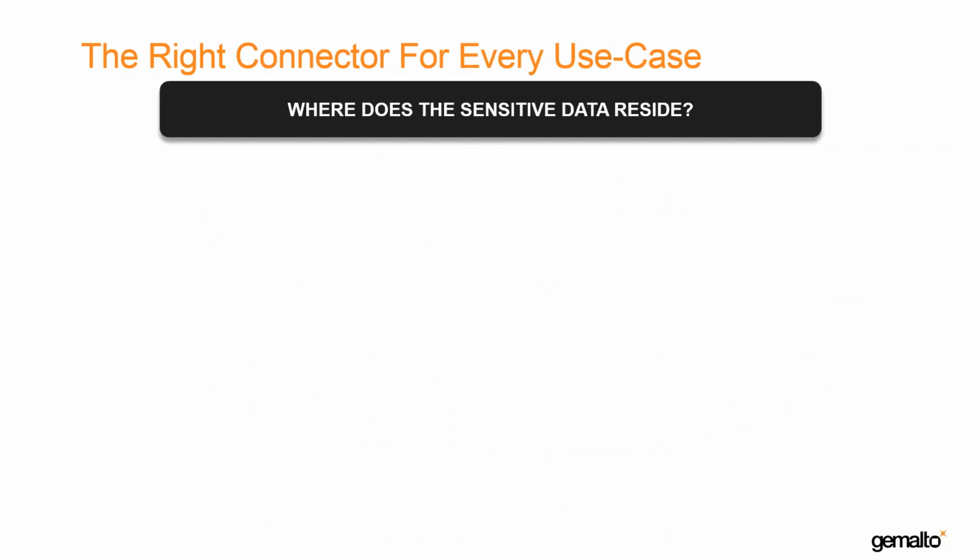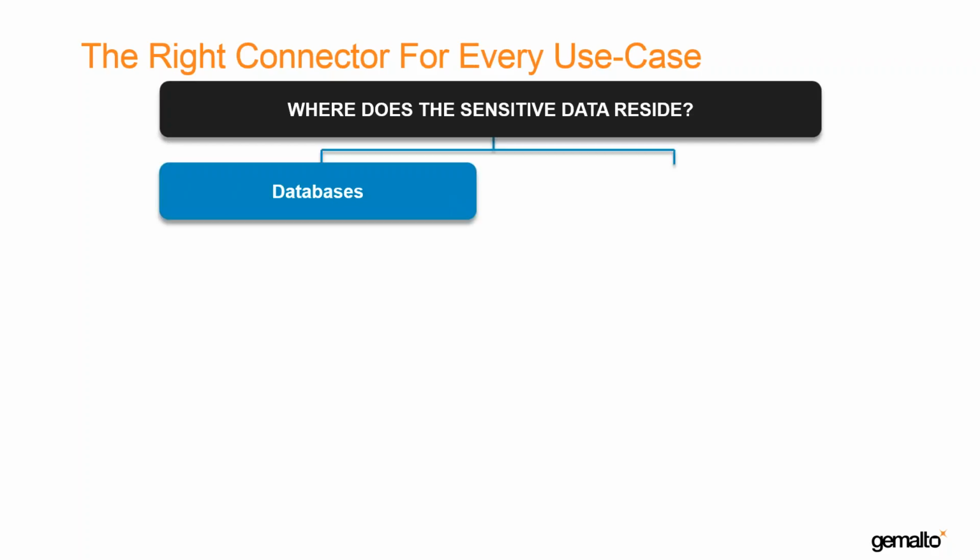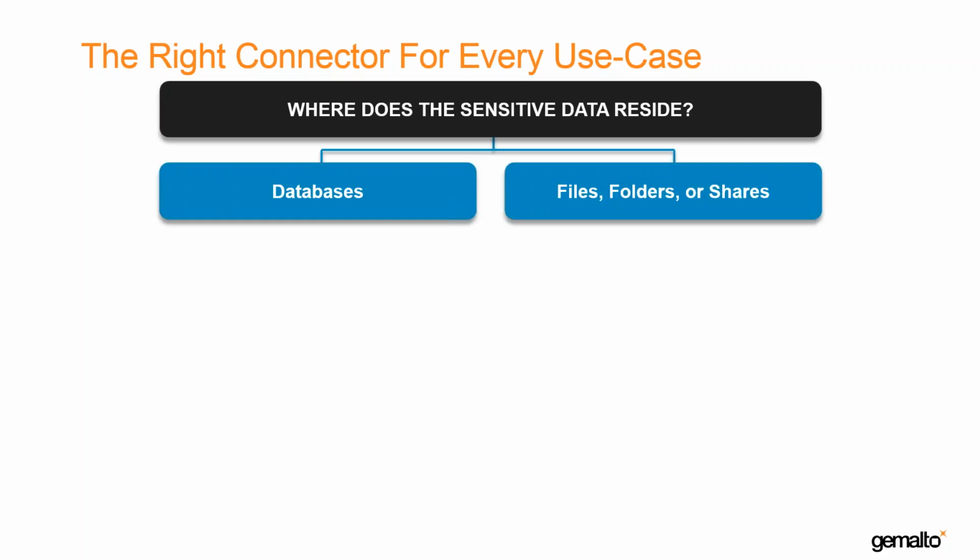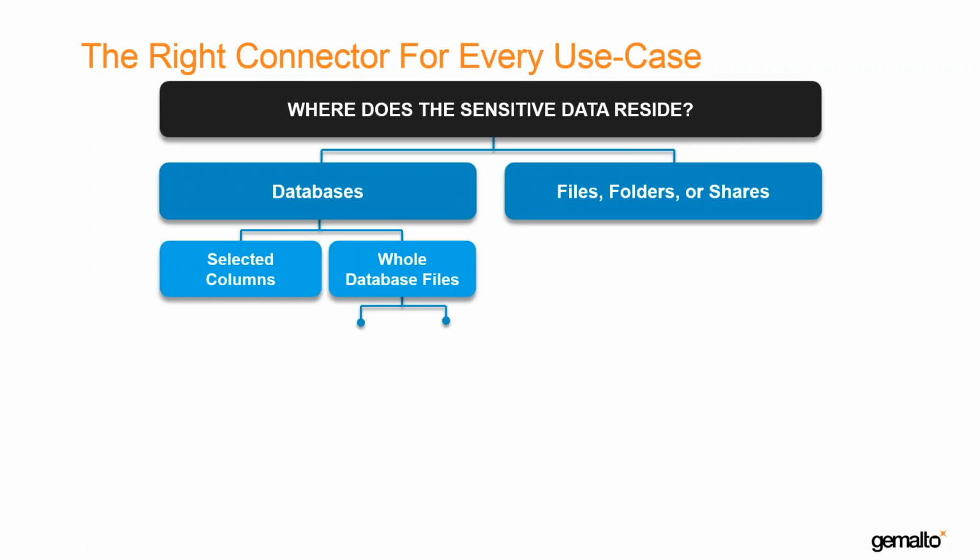If you want to choose what kind of connectors you can use in your environment, or suggest to your customers to use in a certain environment, this is a slide that you should be looking at. You have to first understand where exactly your data resides, if it resides on databases or on files and folders or shares. Do you want to encrypt at the column level or the whole database file level?